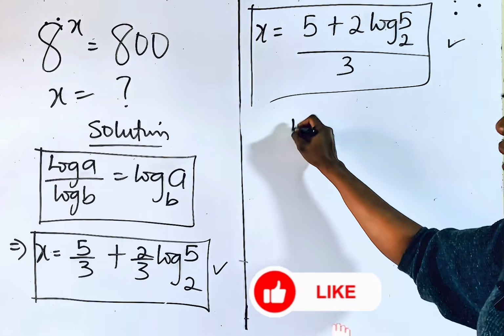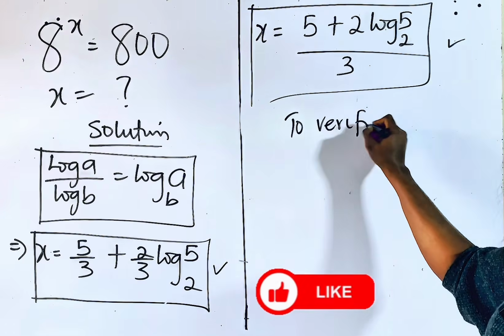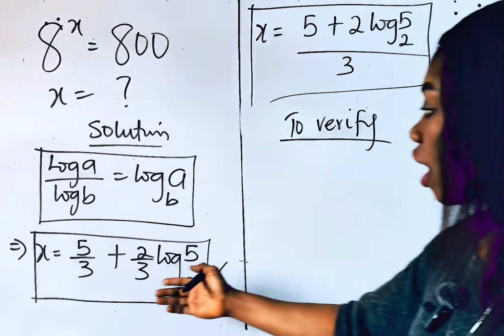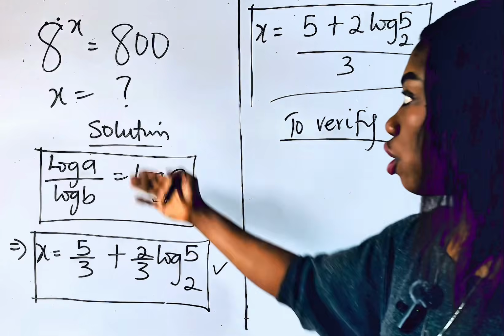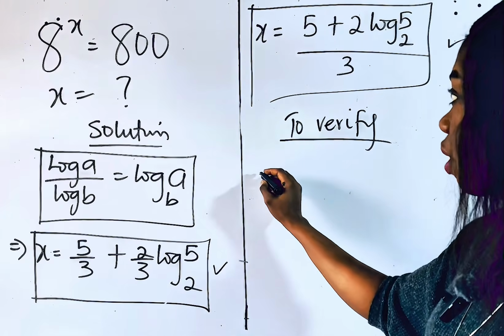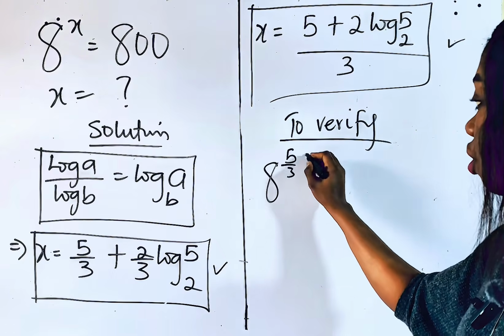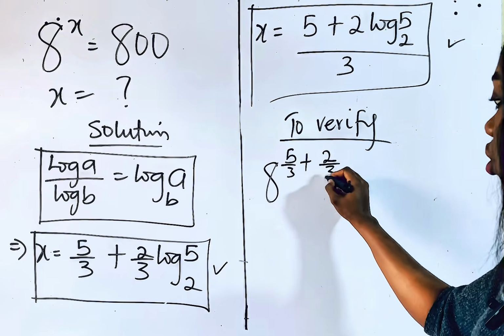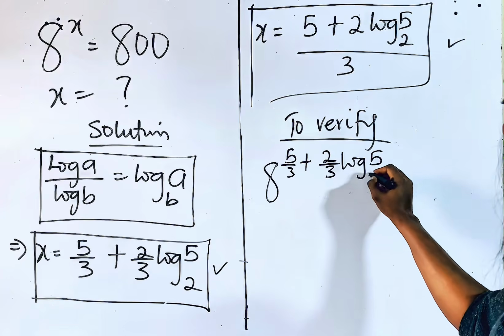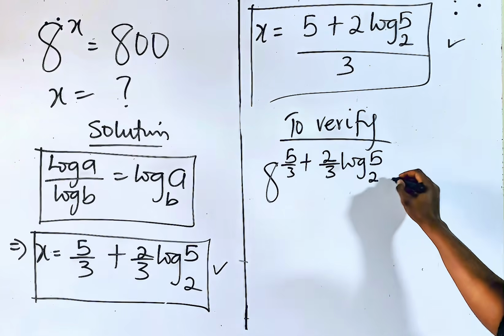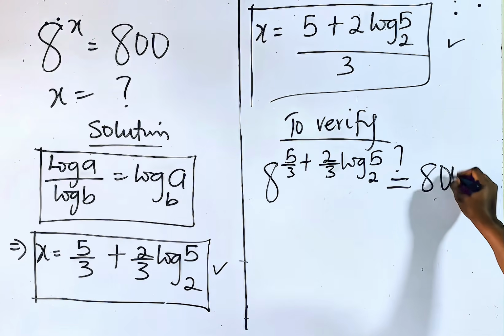So to verify, let's use this x value to plug at the left side. So we're going to have 8 to the power of 5 on 3 plus 2/3 log 5 base 2. Let's see if this will be equal to 800.